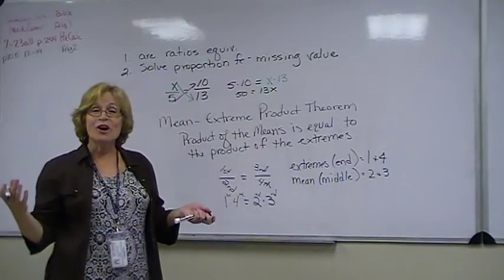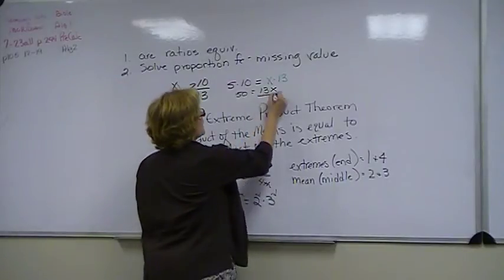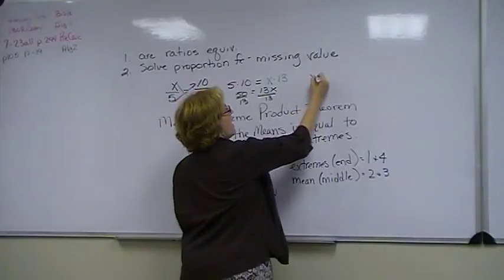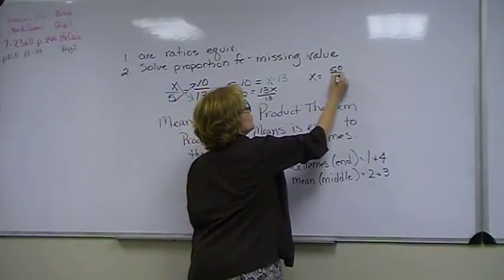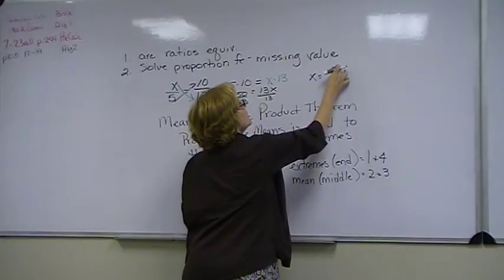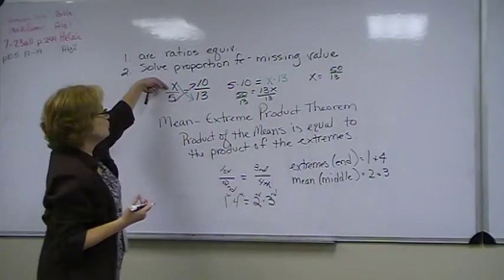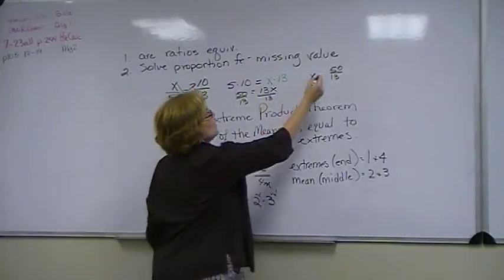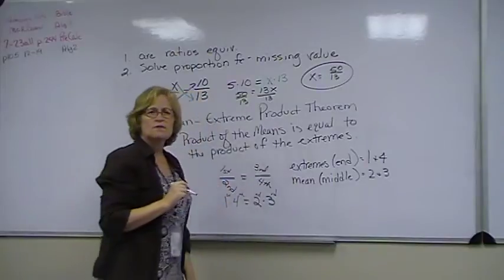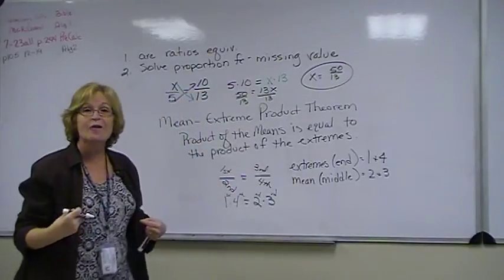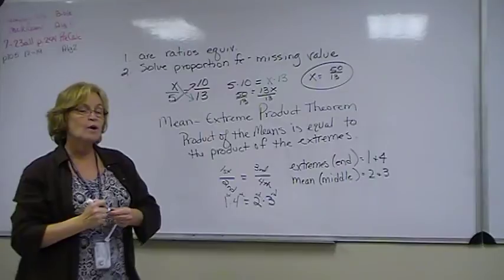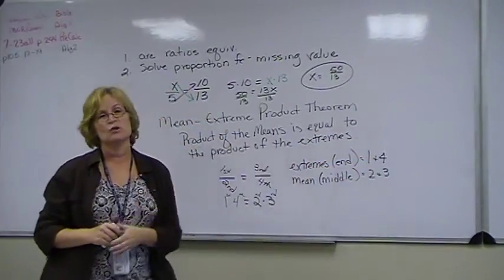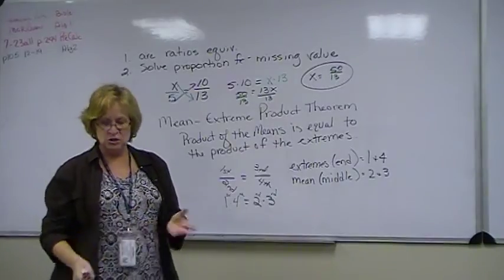And how do we solve for our unknown? Well, we divide both sides by 13, and that would give me x is equal to 50 over 13. Now, that is the value that I would put in here, and then I would have equal ratios. So the product of the means is equal to the product of the extremes gives me the missing value. So we're going to forget about saying cross multiply, and we're going to use the mean extreme product theorem. Let's do another example.